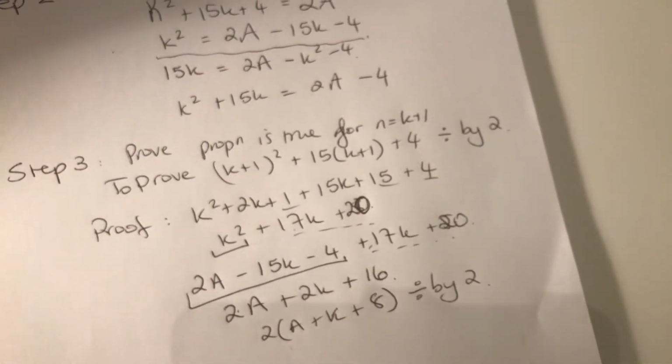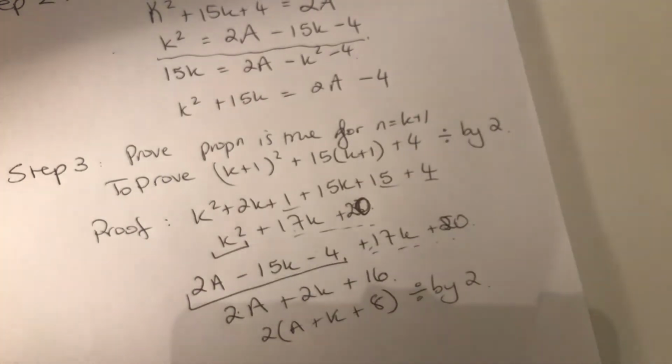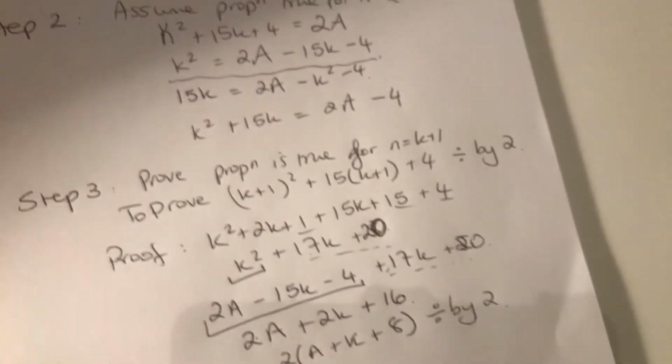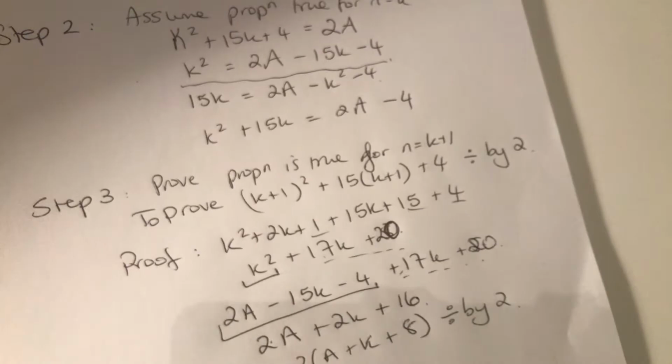And then off you go to your step 4. The proposition is true for n equal to 1. If the proposition is true for n equal to k, then I've proven that it's true for n equal to k plus 1. Therefore, by induction, it is true for all n an element of natural numbers. So that's a divisibility one.